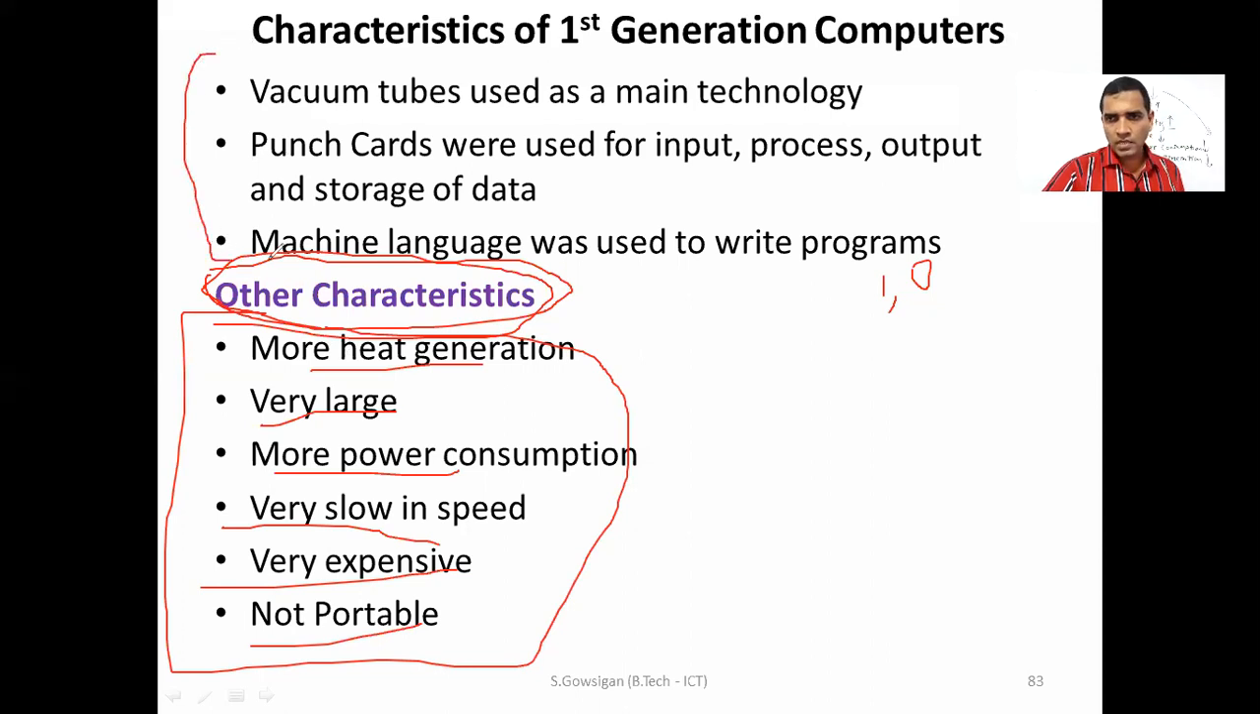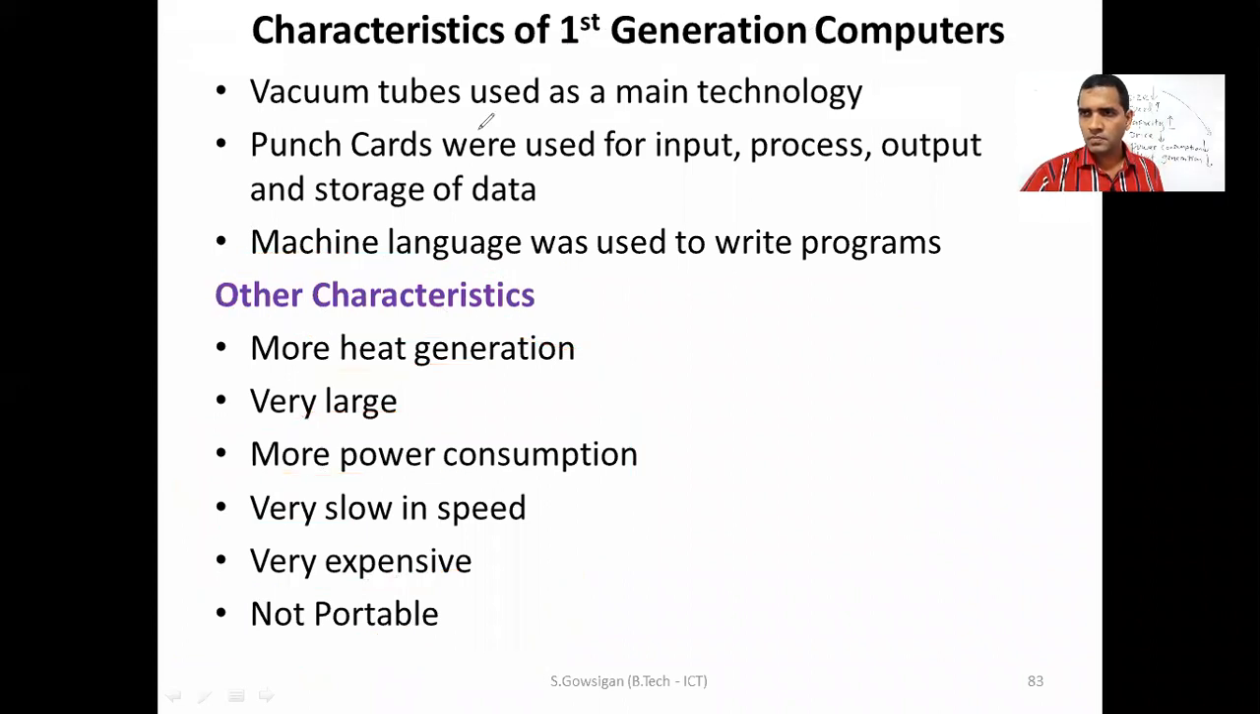But the first three characteristics are not common. These are unique characteristics. These first three characteristics are not found in the second generation, right? So there may be changes. Now have a look at these special characteristics: more heat generation, very large, more power consumption, very slow, very expensive, not portable.